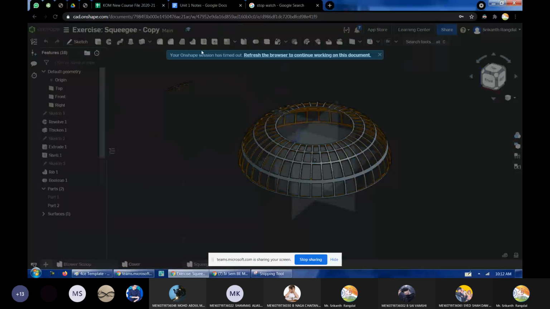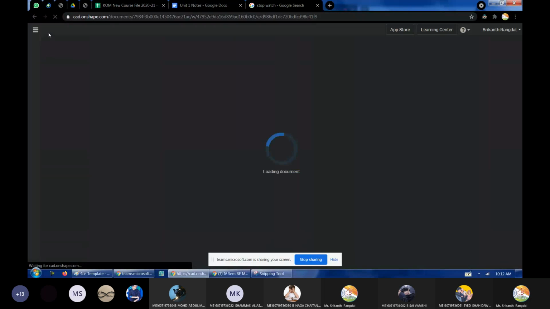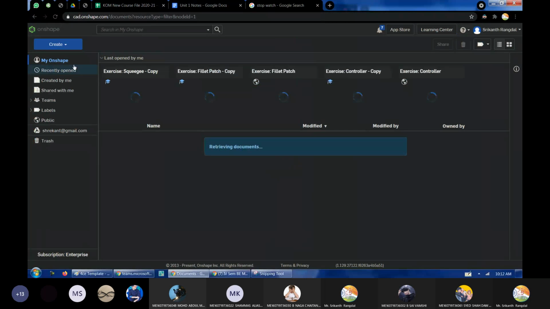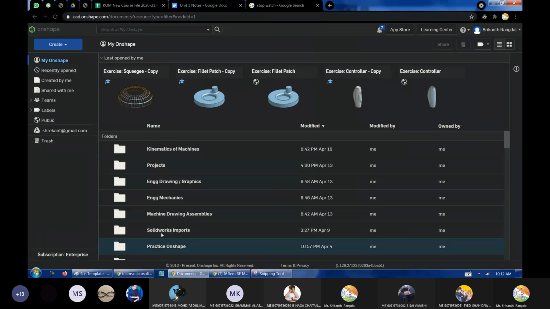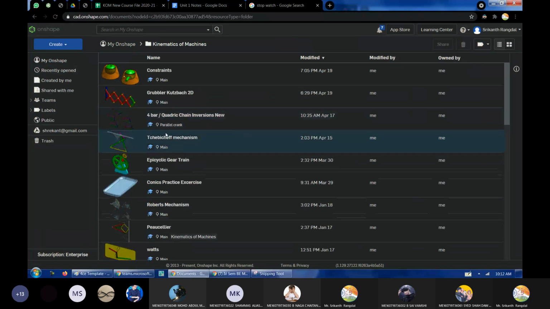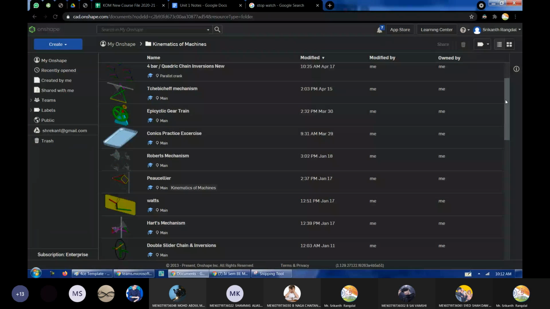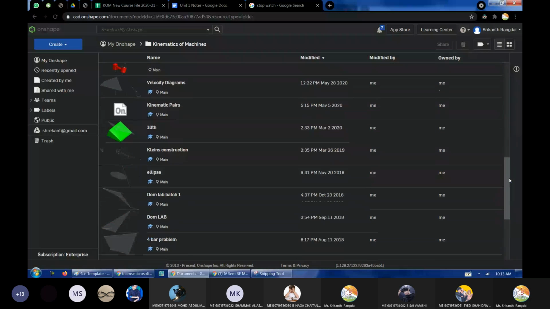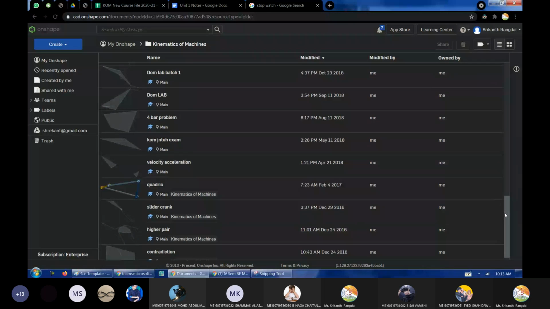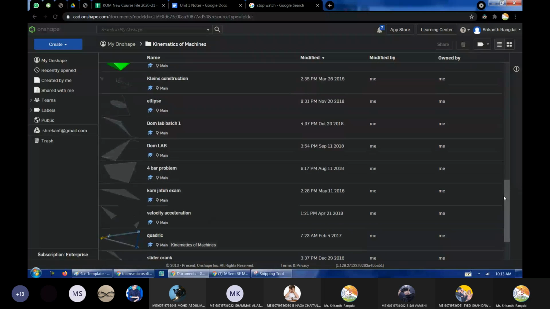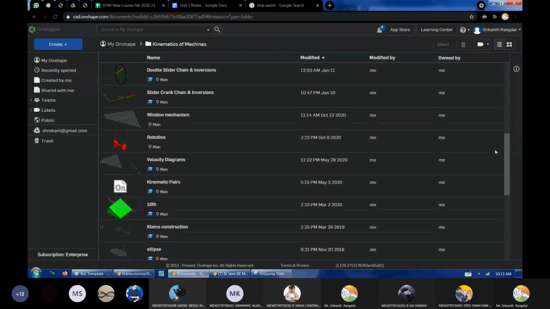Okay. It will take some time to load. It's worth the wait. Kinematics. I've been busy a lot creating all these mechanisms for you all. And if someone is interested to create these mechanisms and all, just get in touch with me.